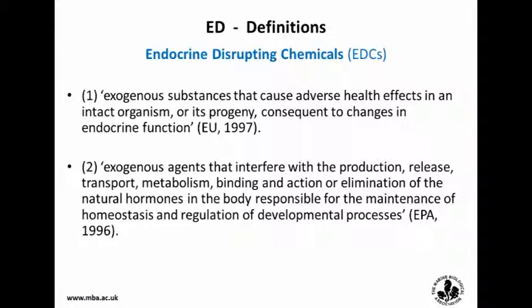I'm not going to spend too much time on this, but endocrine disrupting chemicals are a lot of exogenous agents. That means they come from outside of the organism's body, and they interfere with production, release, transport, metabolism of natural hormones in the body responsible for their normal development. And of course, if that process gets perturbed, then we see problems.